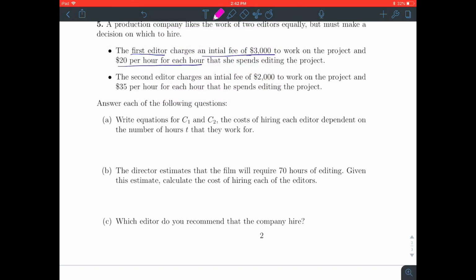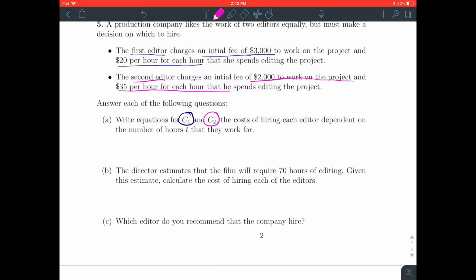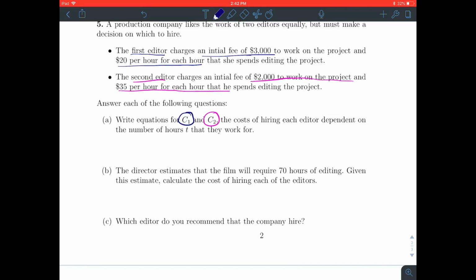So for our first editor, they start off with an initial fee of $3,000, and they make $20 per hour. For the second editor, let's underline the key information just like we did. The second editor charges an initial fee of $2,000 to work on the project, and $35 per hour that he spends working on the project. Answer each of the following questions. Write equations for C1, the blue editor, and C2, the pink editor, the second one, the cost of hiring each editor dependent on the number of hours T that they can work. Because each editor has an hourly fee, depending on how many hours they work, they're going to have a different cost of hiring them.